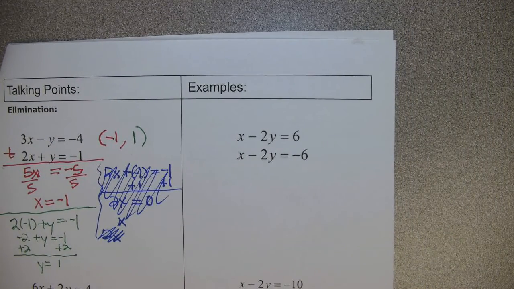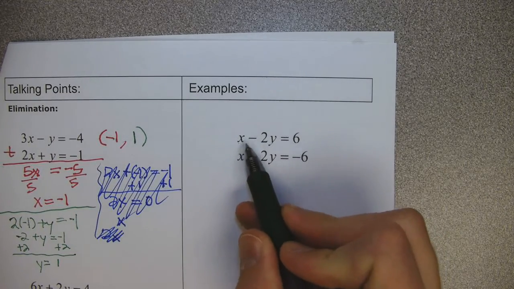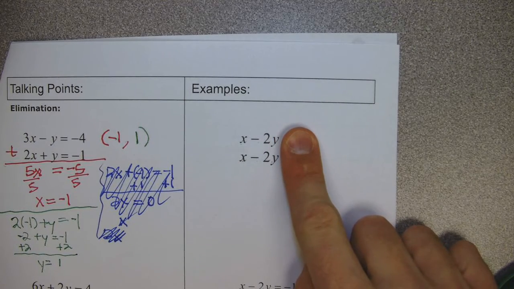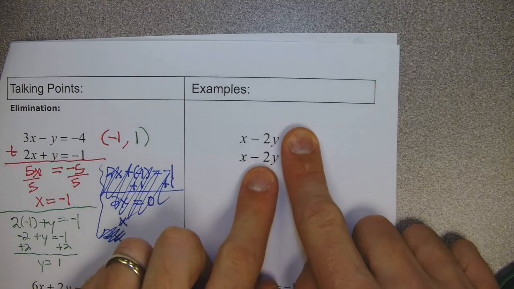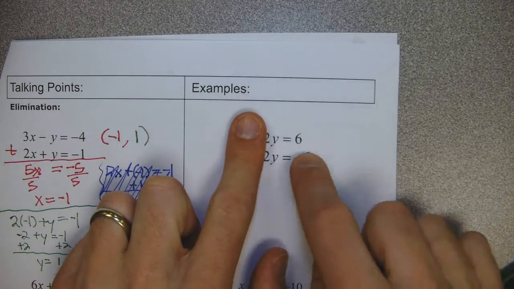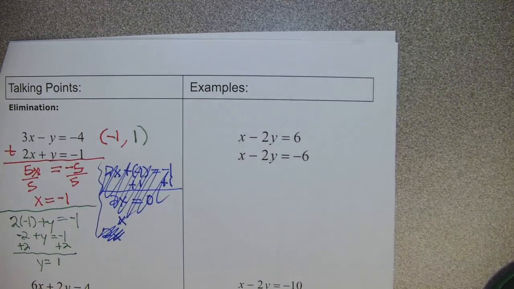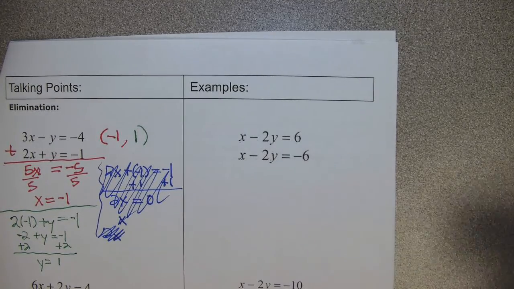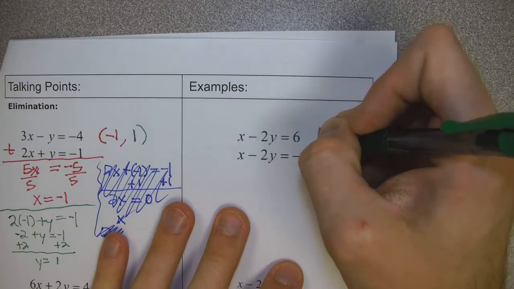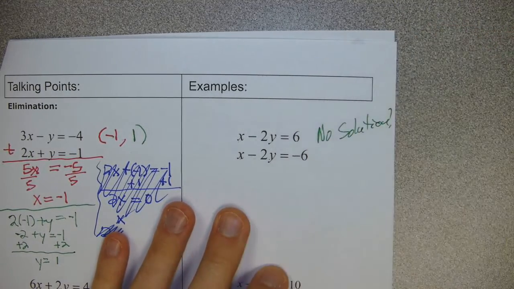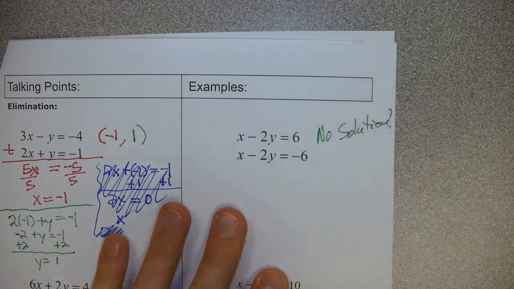Hopefully you recognize from this one that I've got x subtract 2y, x subtract 2y. These are the same, identical in every way. So if these two are indeed the same, they should be equal. Problem is, we're told that they're not, and that's weird. So if you have a case like that, where we're told that the same value equals two different results, this is what we're going to call a no solution situation.